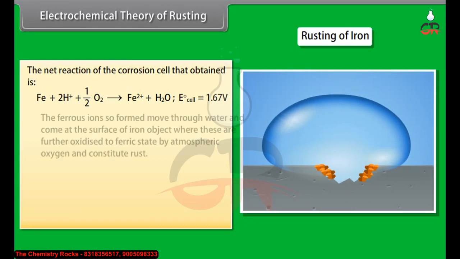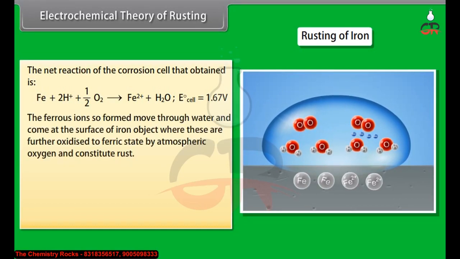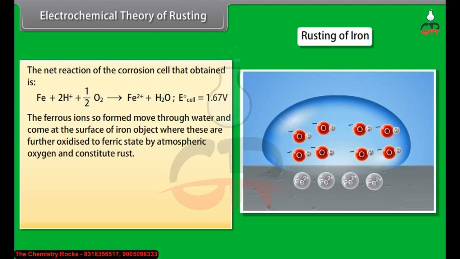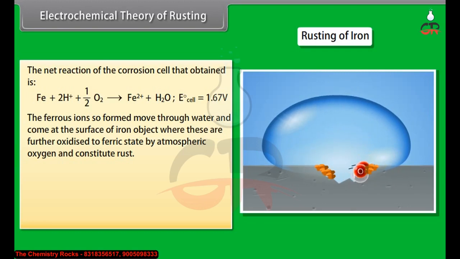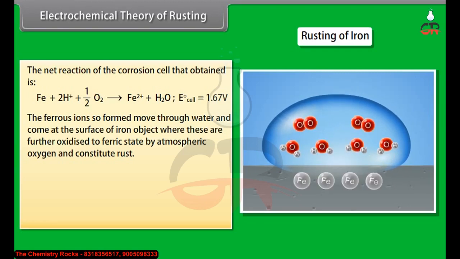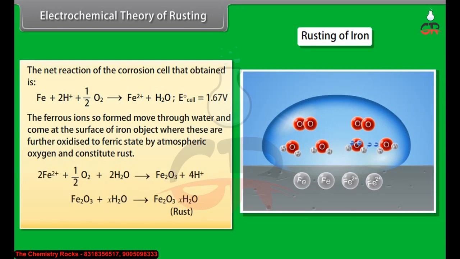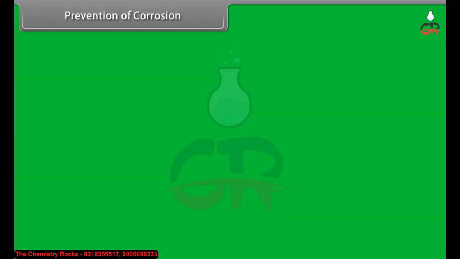The ferrous ions so formed move through water and come at the surface of iron object, where these are further oxidized to ferric state by atmospheric oxygen and constitute rust. Prevention of corrosion. There are many methods for protecting metals from corrosion. Some of these are as follows.